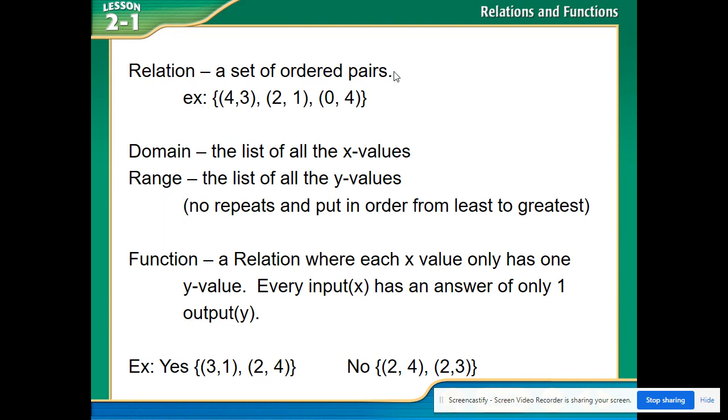The relation is a set of ordered pairs. Here's a set of 3 ordered pairs. Now a relation can be 2 ordered pairs, 10 ordered pairs. It doesn't matter how many ordered pairs. This is just one of them: (4, 3), (2, 1), and (0, 4).